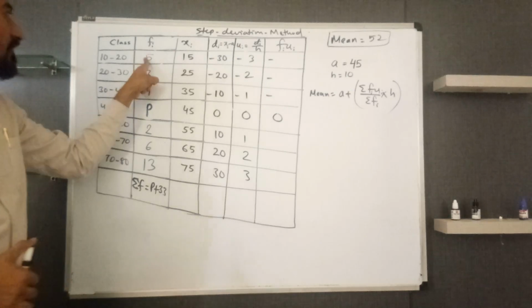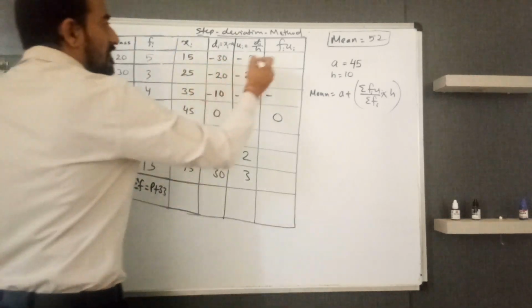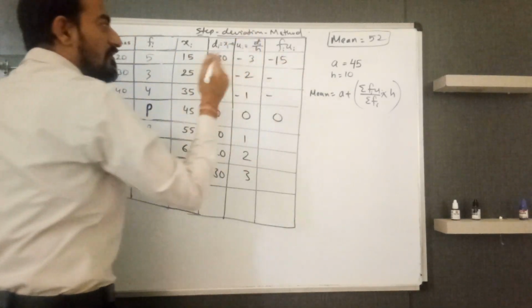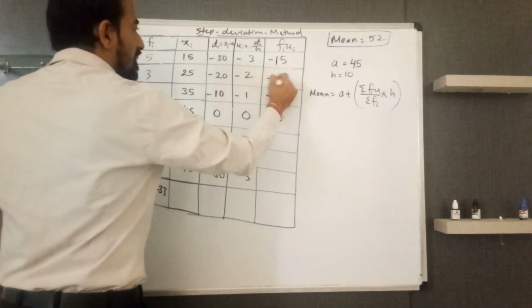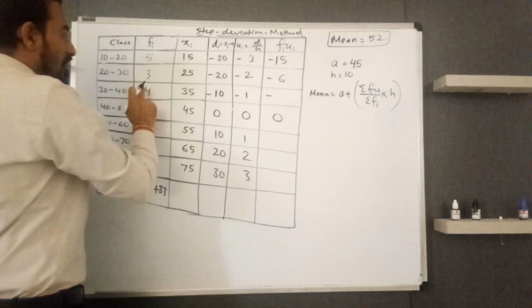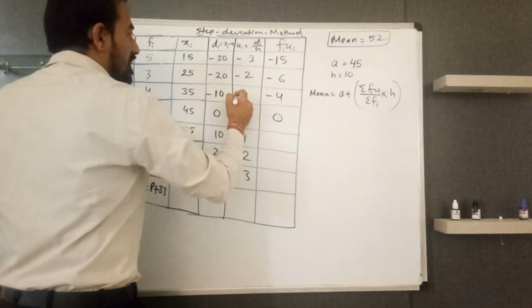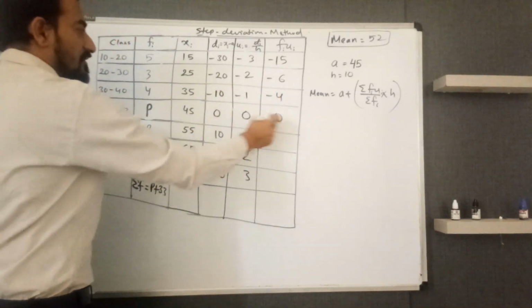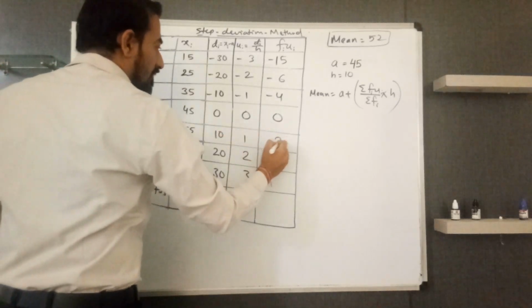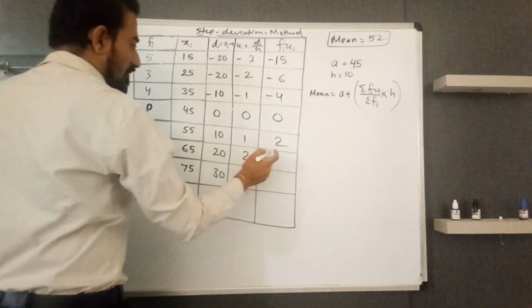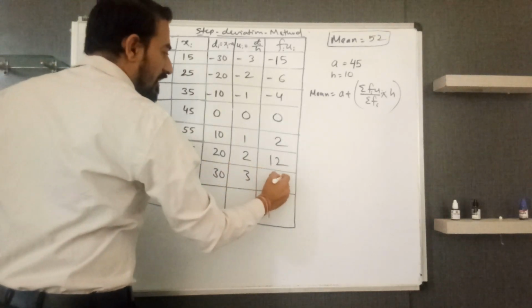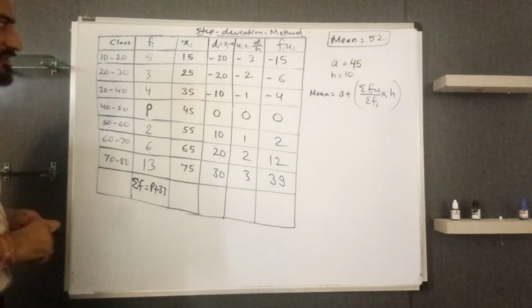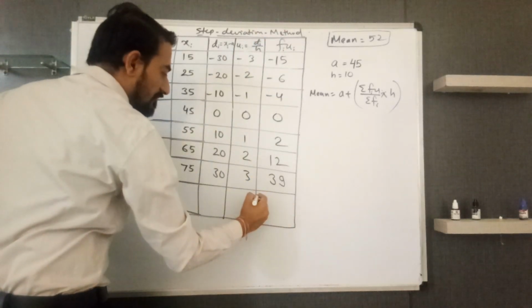fu. So 5 times minus 3, so minus 15. Negative already we have taken. 3 times minus 2, so minus 6. Negative already we have taken. 4 ones are 4, and this negative. p times 0, 0. 2 times 1, 2. 6 times 2, 12. 13 times 3, 39. Then next, we need sigma fu.